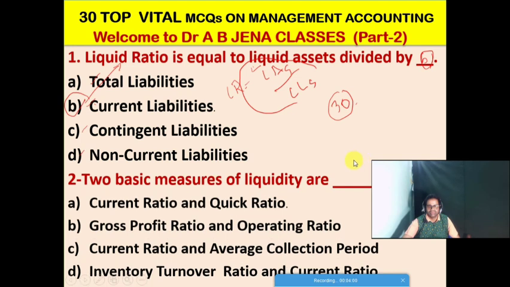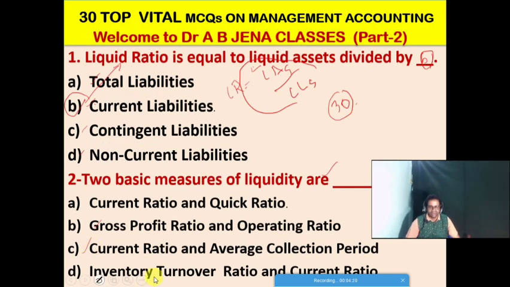Next MCQ: two basic measures of liquidity are what? A, current ratio and quick ratio; B, gross profit ratio and operating ratio; C, current ratio and average collection period; D, inventory turnover ratio and current ratio. Friends, A is the right option for this MCQ. Two basic measures of liquidity are the current ratio and the quick ratio. This MCQ is from ratio analysis.